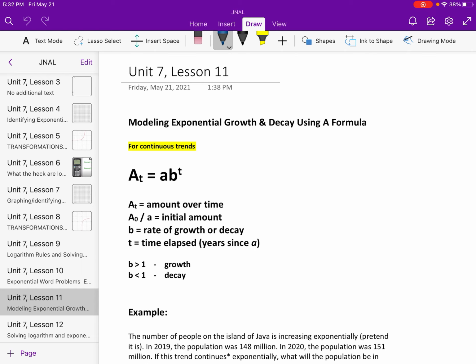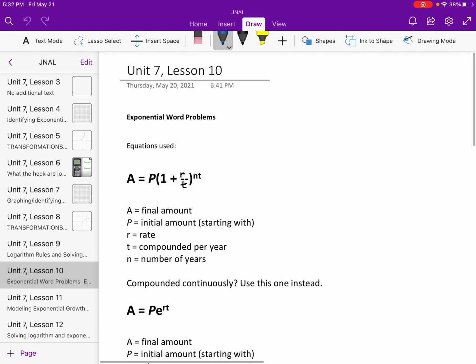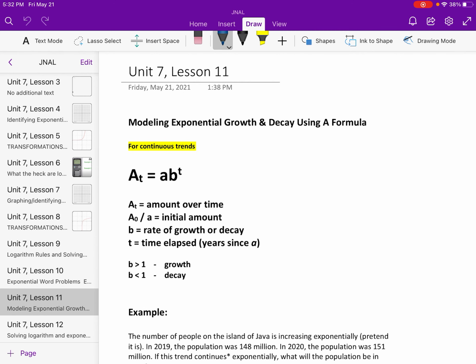This is Unit 7, Lesson 11, on modeling exponential growth and decay using a formula. Now, I just say a formula because this doesn't necessarily have an exact name, but based on the word problem that you might get, you might want to use this one over the ones that we looked at in Lesson 10. This is for continuous trends, so it's not just like one thing happened, it's going to keep happening, and you're assuming that it will keep happening in that exponential order.